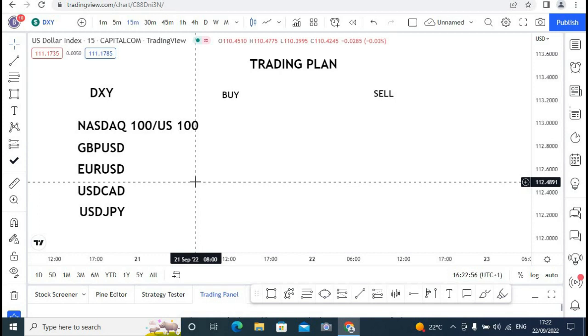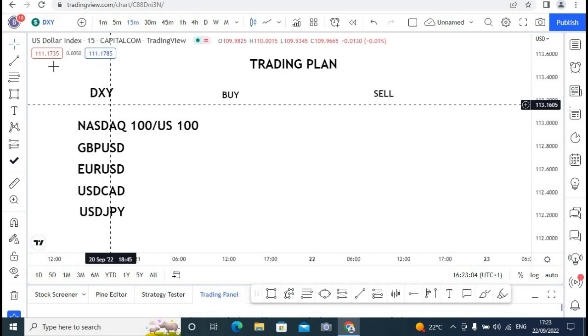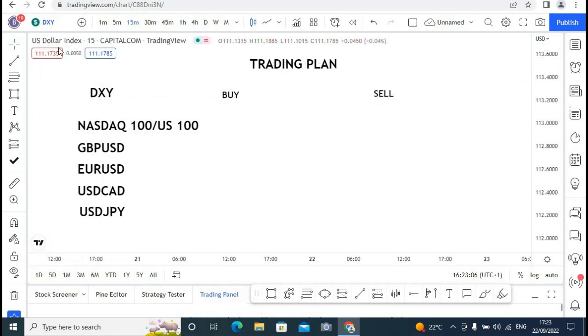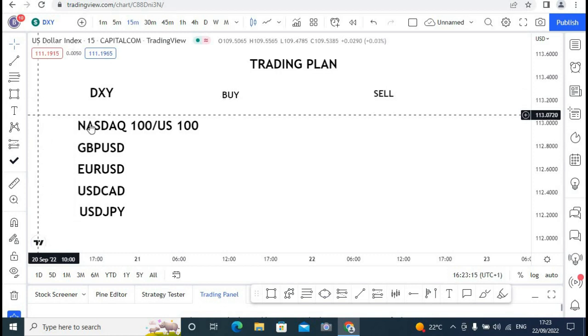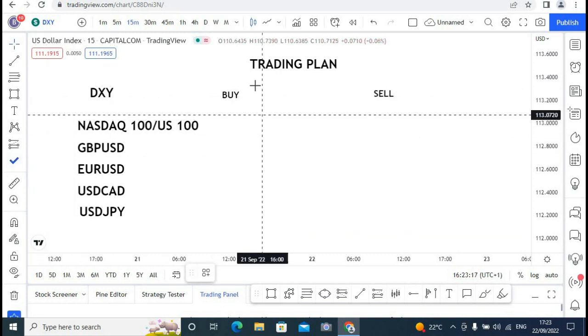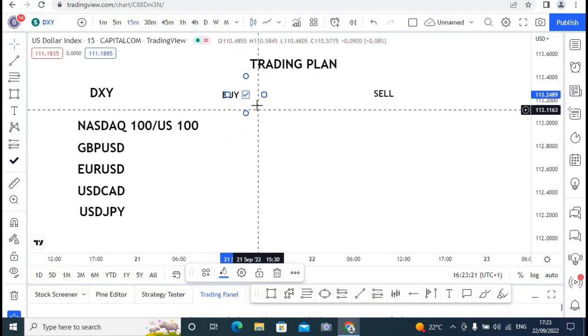So guys, the first thing you have to do whenever you wake up and open your chart is go to the pair we call DXY, or the USD index. Once you open your DXY or USD index pair, you just have to look at whether DXY is going for a buy or a sell. So let's say it's going for a buy.